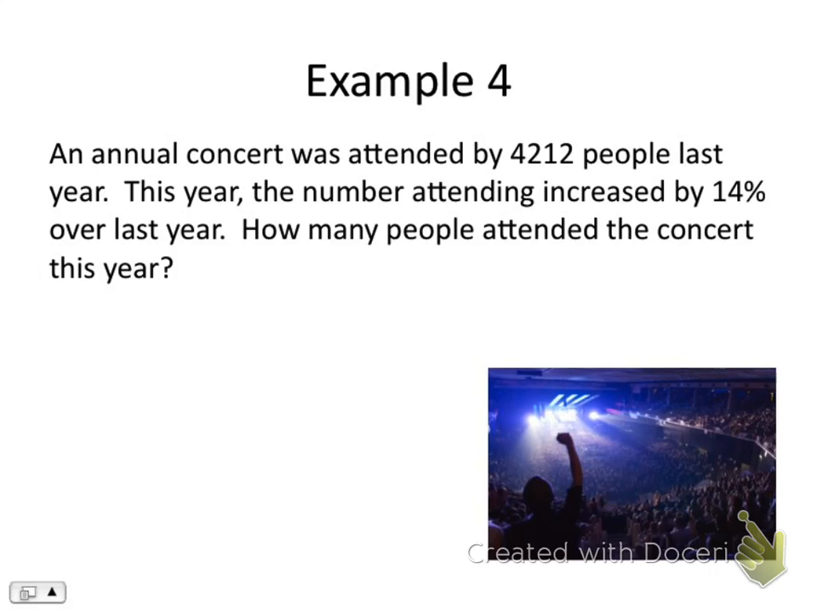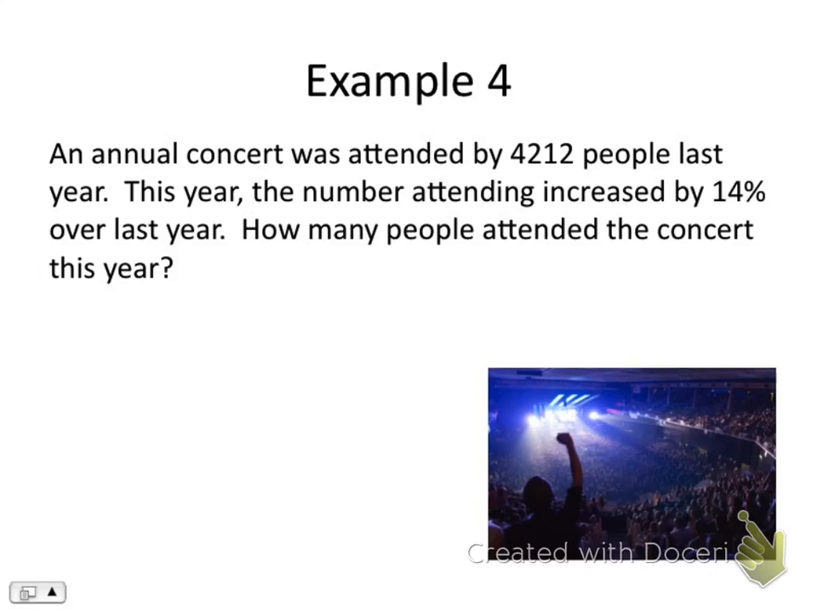And our final example today, at an annual concert, it was attended by 4,212 people last year. This year, the number attended increased by 14% over last year's amount. So how many people attended this year? So we need to find this new amount, because we need to increase 4,212 by 14%.